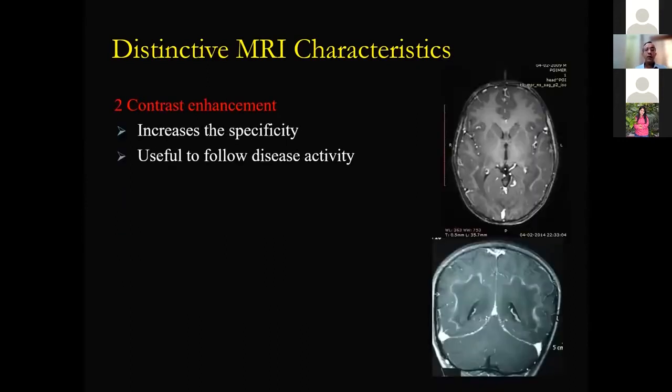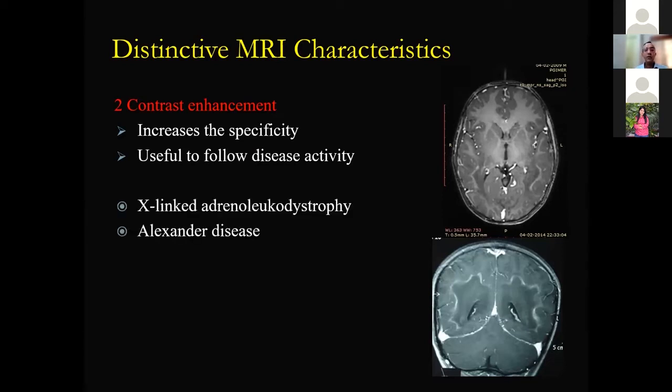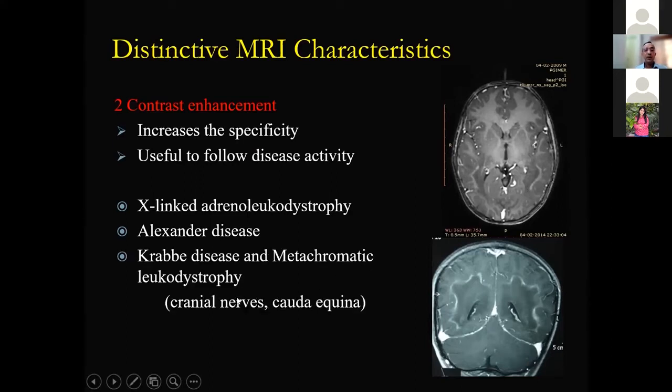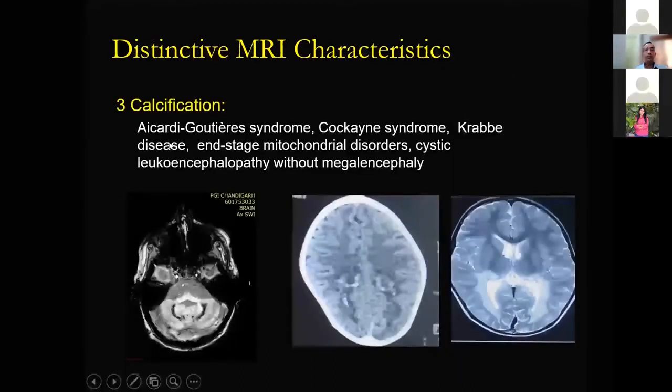Look for contrast enhancement, though contrast is rarely used to discriminate the leukodystrophies. It increases the specificity and is useful to follow the disease activity. The contrast enhancement may be seen in X-linked adrenoleukodystrophy or Alexander disease. In addition, cranial and cauda equina enhancement may be seen in diseases like Krabbe disease or metachromatic leukodystrophy.